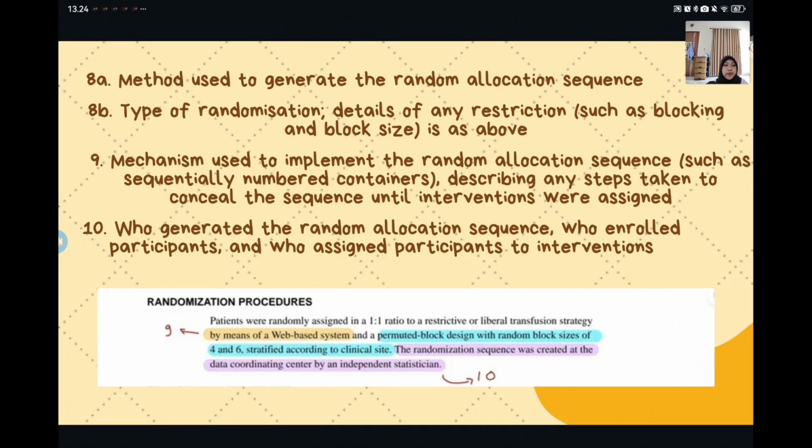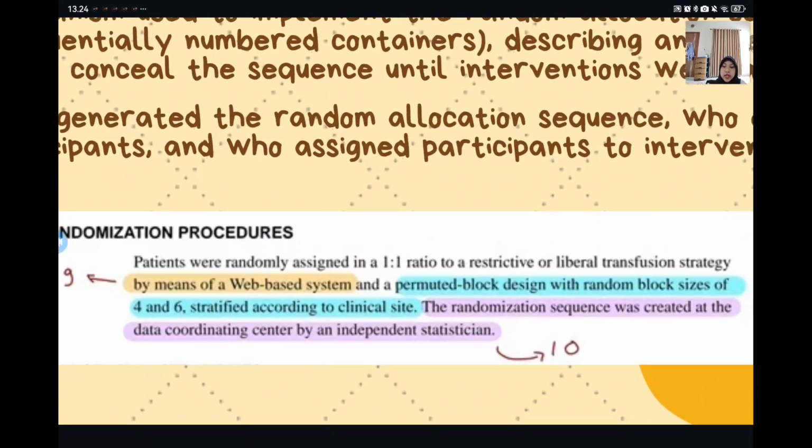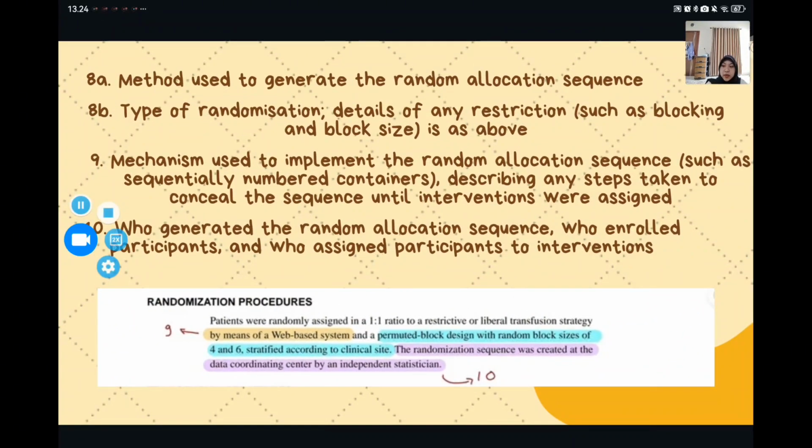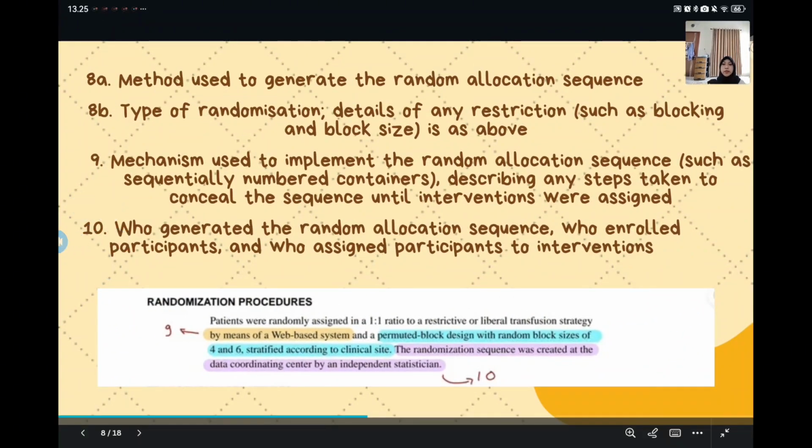Next, the method used to generate the random allocation sequence. It mentioned a permuted block design with random block size of 4 and 6 stratified according to clinical site. And type of randomization, details of any restriction such as blocking and block size is as above.